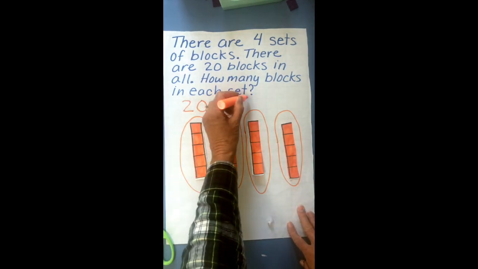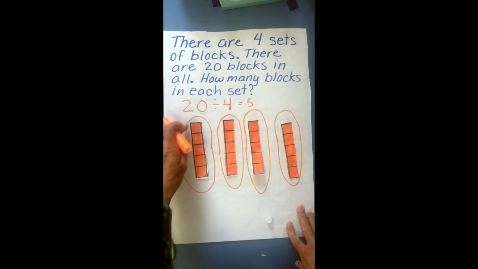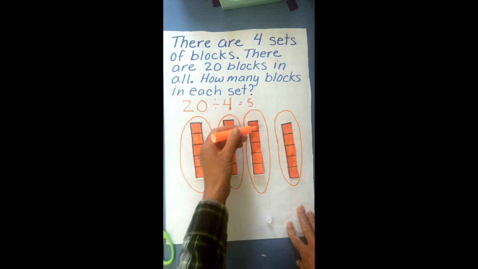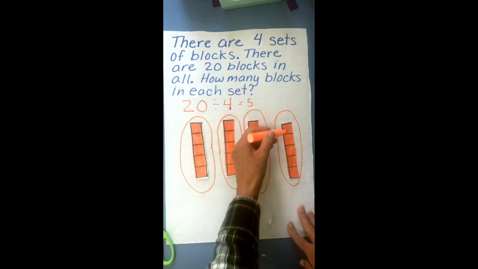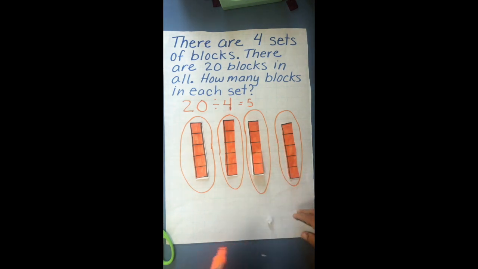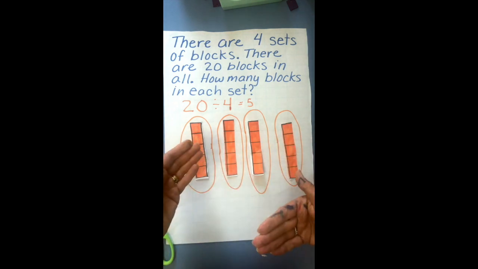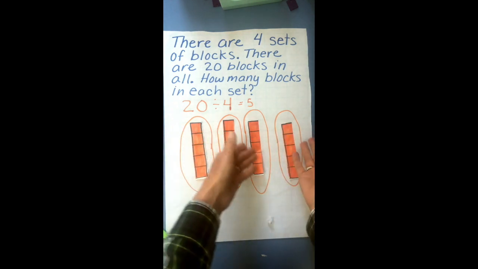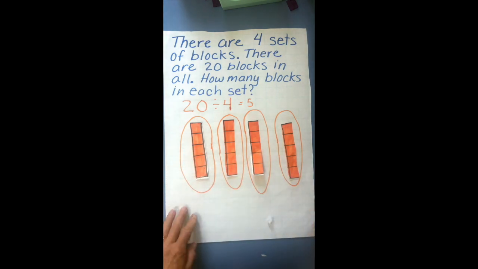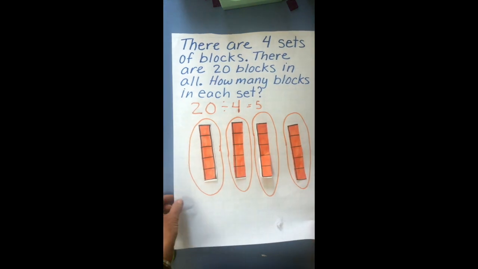And let's look. It looks like we have 4 sets, and in each set there's 1, 2, 3, 4, 5. So that's one type of problem where you actually have a manipulative and you're trying to figure out what they're meaning. So I made 4 sets and I found out how many blocks are in each set. Okay? First problem. Let me go to the next one.